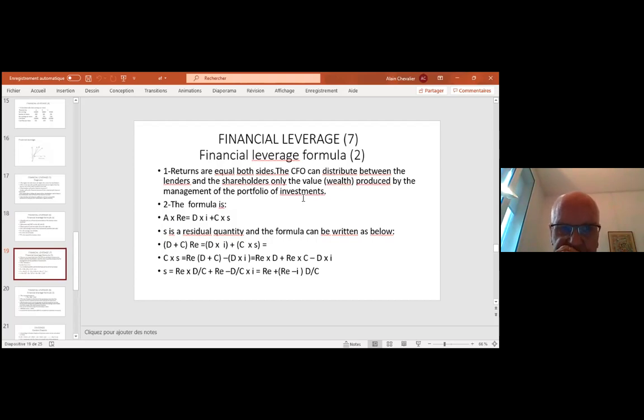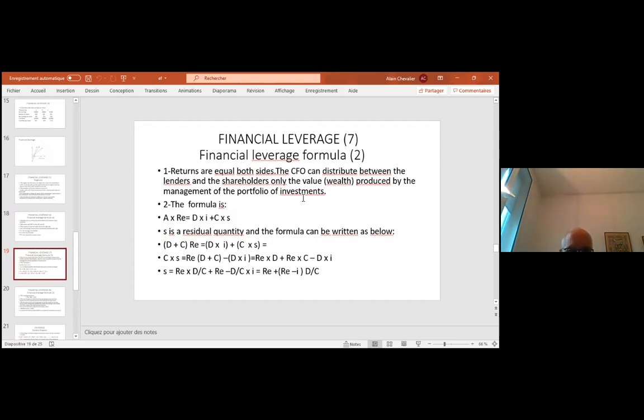In fact, you get A, but A is also equal to D, the level of debt, plus C, the level of total equity, because A is equal to D plus C. The total of the left side is equal to the total of the right side, which is D plus C. So you can modify the formula saying, okay, now A multiplied by RE is replaced by D plus C multiplied by RE, and this is equal to what? To D multiplied by I plus C multiplied by S. It doesn't change anything on the right side.